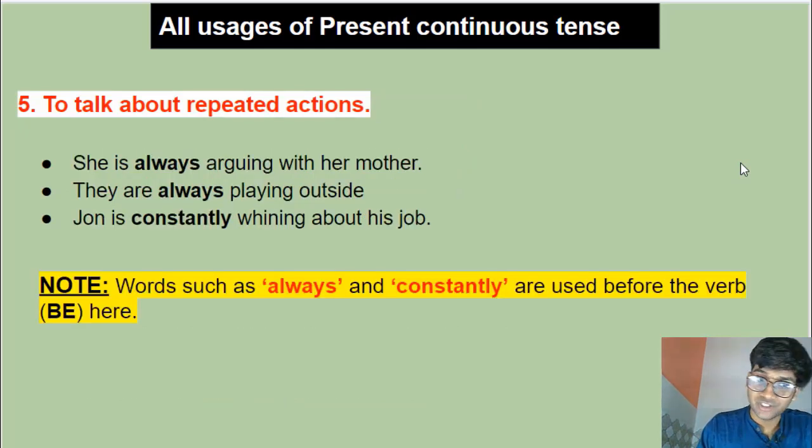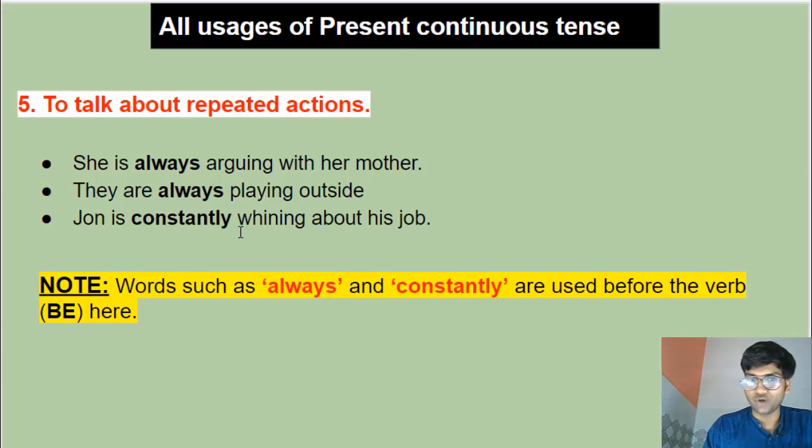The last usage is to talk about repeated actions, and here we use words such as always and constantly before the main verb. She is always arguing with her mother. This action keeps getting repeated over and over again, right? So we can use present continuous tense to talk about it. They're always playing outside. This action always keeps repeating. John is constantly whining about his job. He's constantly doing it, right?